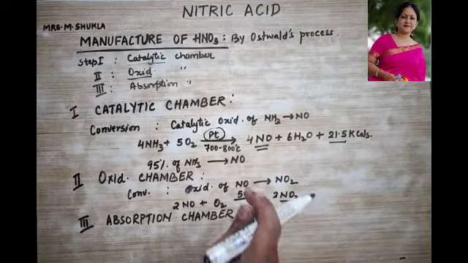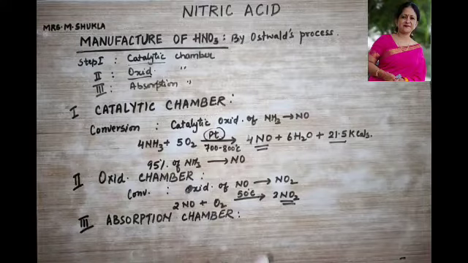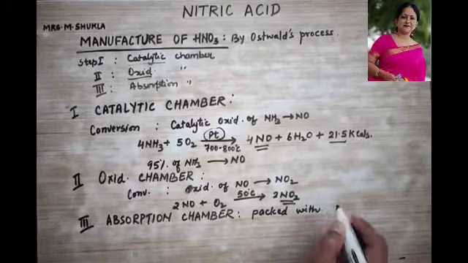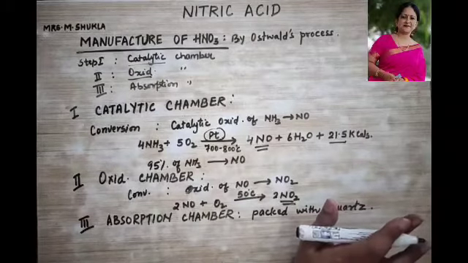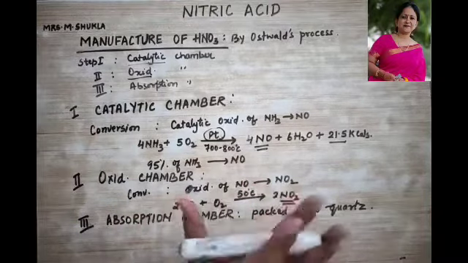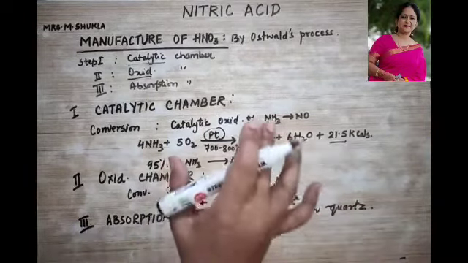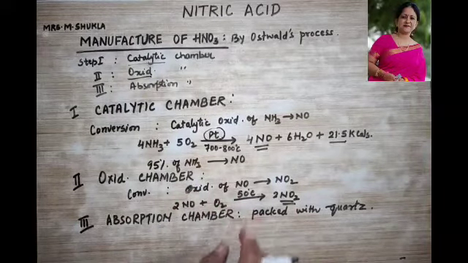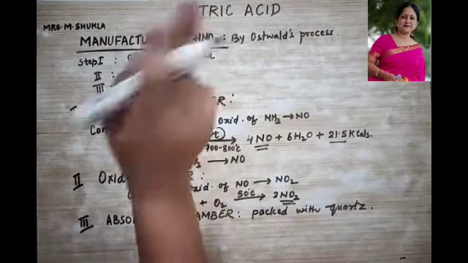The gases which were leaving the oxidation chamber will now move to the absorption chamber, right? And this absorption chamber is packed with quartz, right? Layers of quartz are placed over here. This whole absorption tower is a steel tower. It is filled with quartz and it has a spray of water trickling from the top. Got it? The gases here are nitrogen dioxide and the residual gas. What is that? The oxygen.